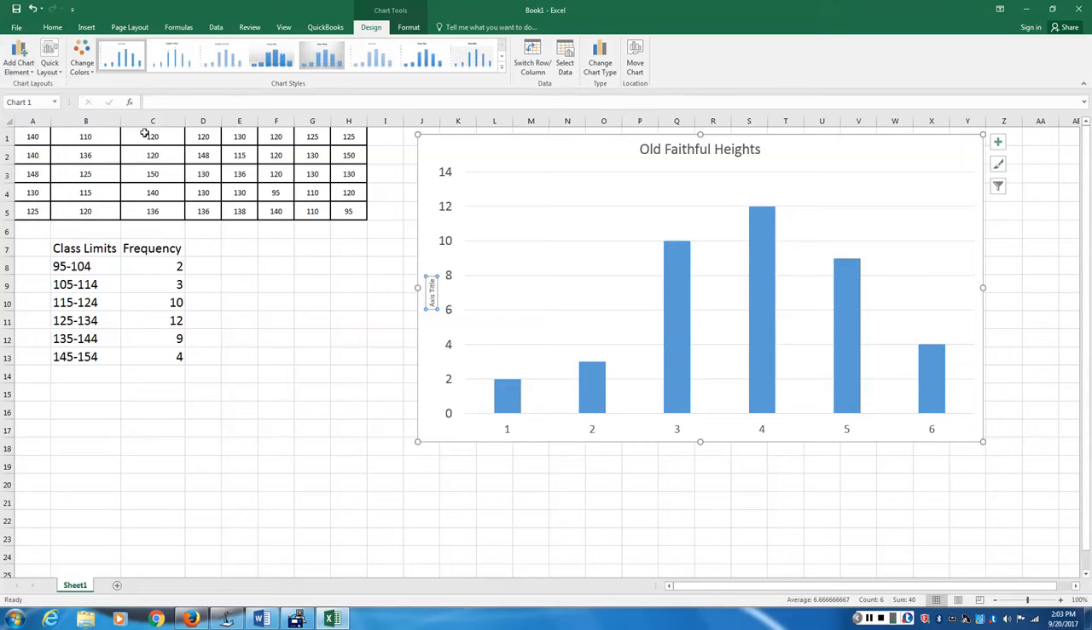Now, all it did was put in a box to put that title in. What you do is go up here and click at the top and type in what you think that axis should be, and that axis is frequency. Frequencies, because that's the counts. You can use the word count also.